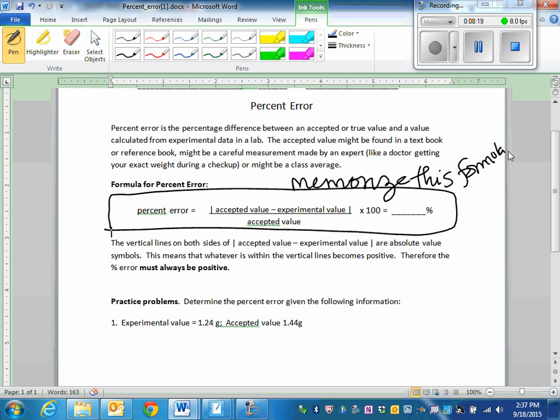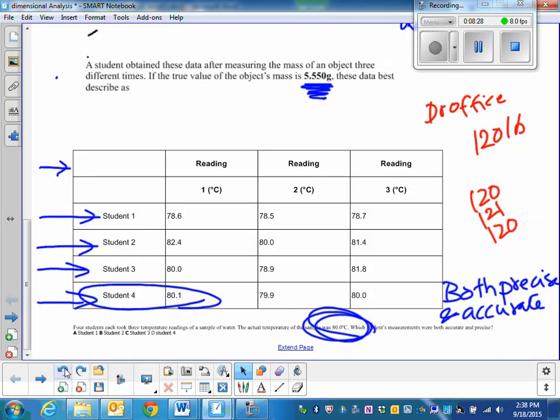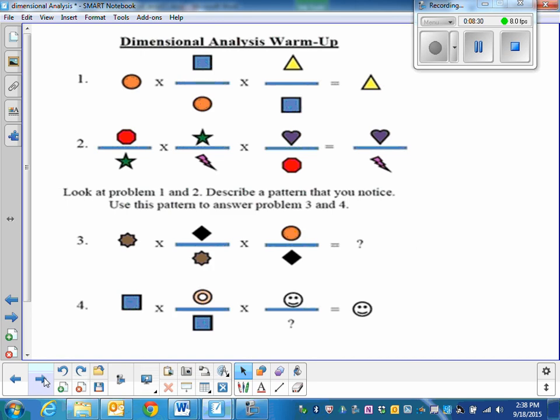The next, yes, it's part of homework that you have to do. Okay? Now, let's go to the next thing that we are getting into, which is your dimensional analysis worksheet.